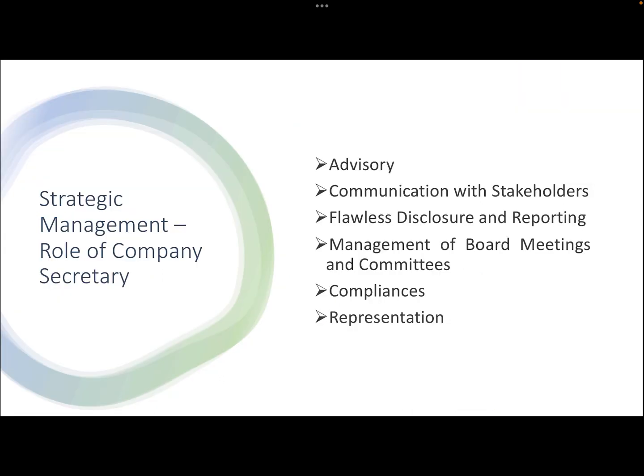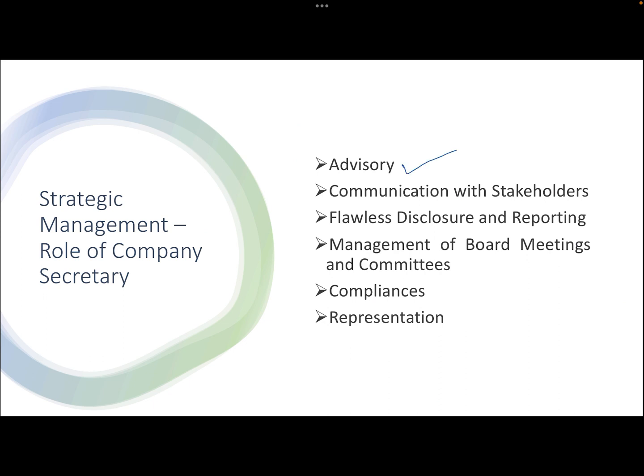Let's move on. In strategic management, what is the role of the company secretary? Generally, there is a feeling that the company secretary acts like a record keeper of meetings and follow-ups, and handles compliances with the Ministry of Corporate Affairs, SEBI, and other bodies. Not really. That is one part of a company secretary's role. But apart from that, in strategic management, being a key management professional, the company secretary plays other different roles.